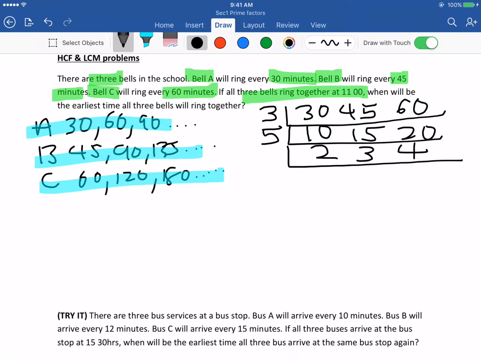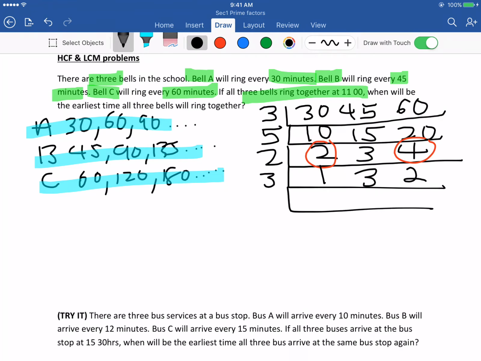Any more? No. Remember, we are trying to find the lowest common multiple. So next step, any more common factor between these 3? No. We need to concentrate on 2 numbers now. Between 2 and 4 there are still common factors, so we divide by 2. So it becomes 1, 3, and 2. If we inspect throughout, between 1 and 3, 3 and 2, and 1 and 2, there's no more common factors, so we concentrate on 1 by 1. Take 3, divide by 3. 1, 1, 2, divide by 2 again, becomes 1, 1, 1.